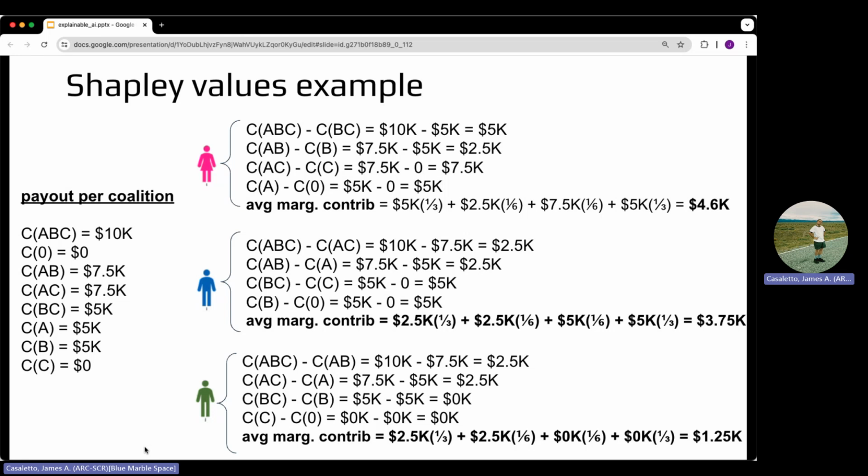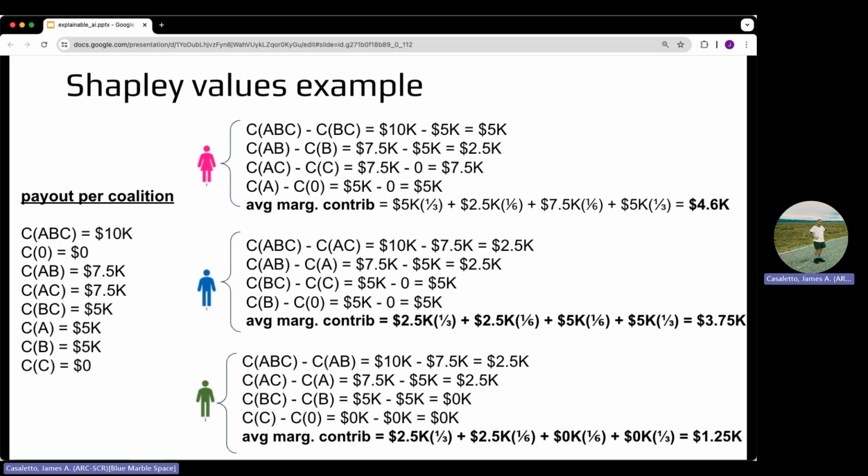When we take the weighted average of these marginal contributions for Alice, we get 4.6K. Doing the same for Bob, we get a weighted average marginal contribution of 3.75K. And for Charlie, we get a weighted average marginal contribution of 1.25K.